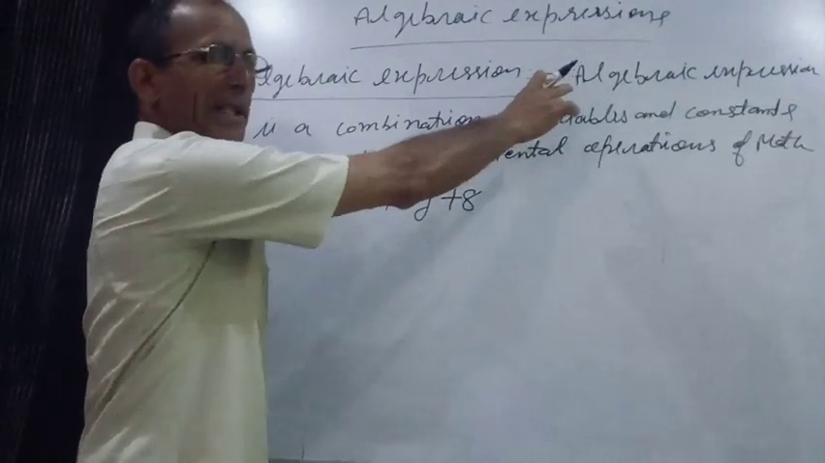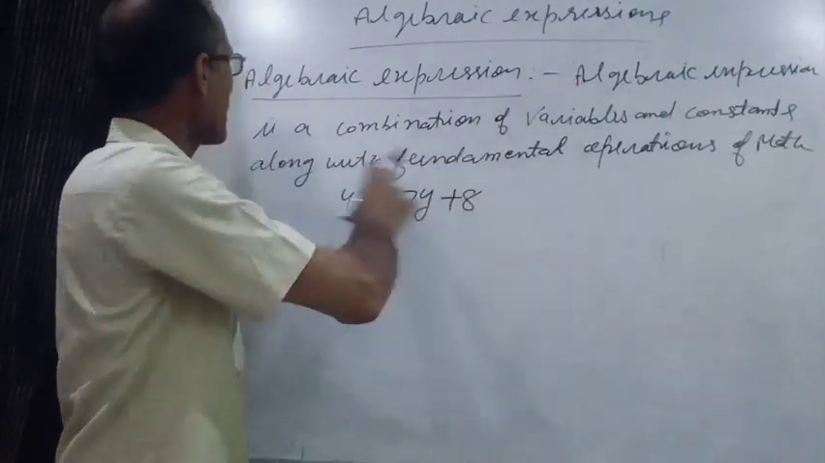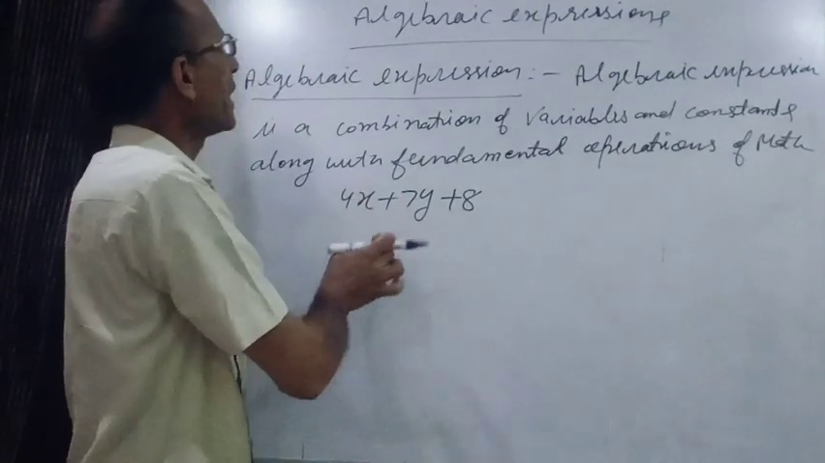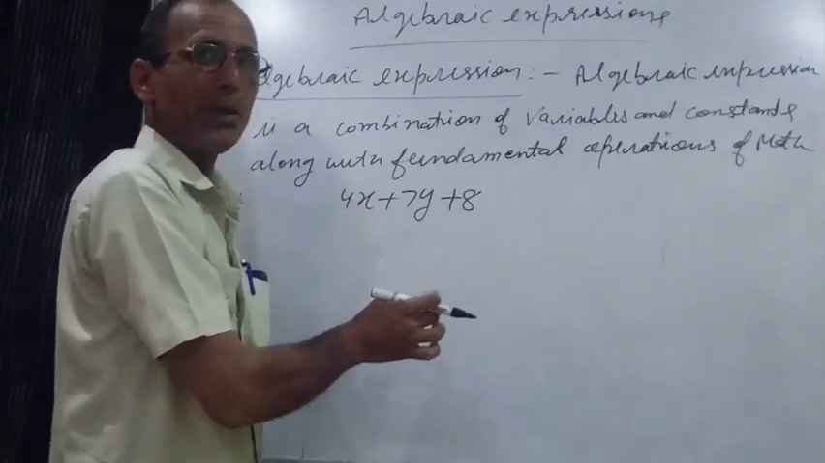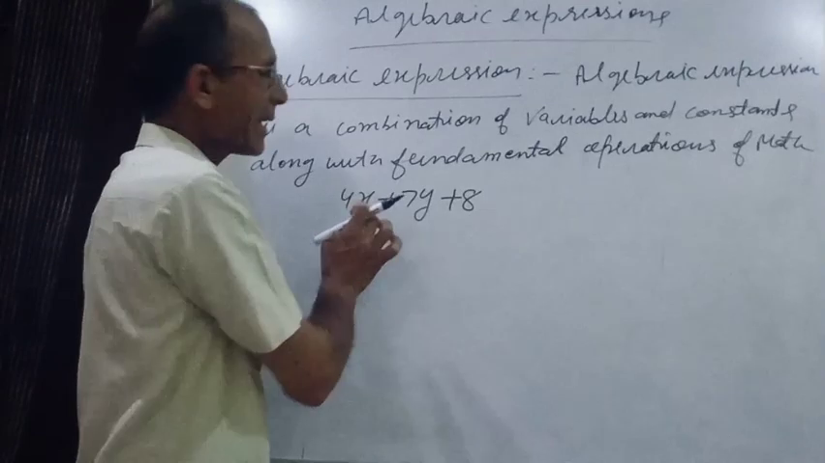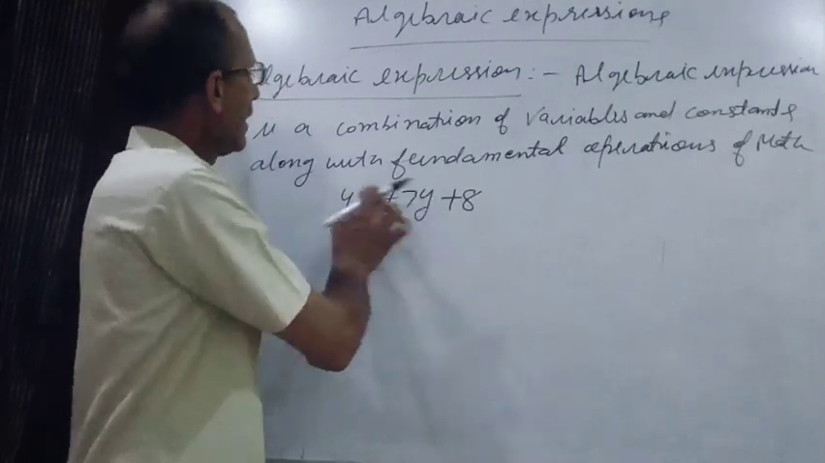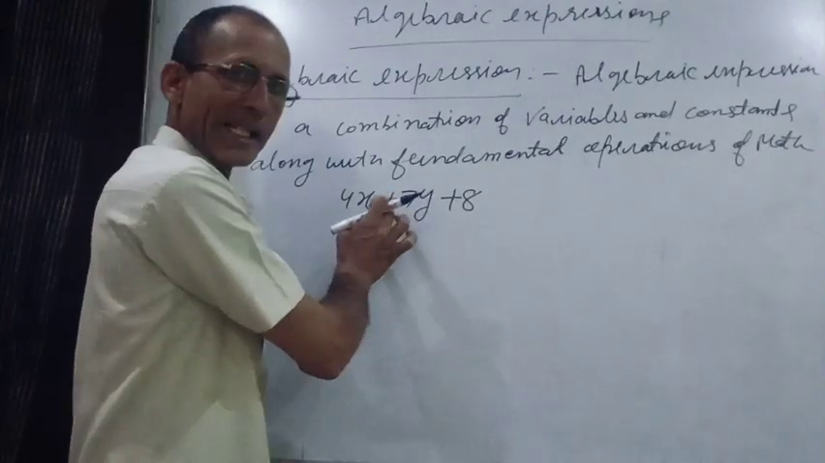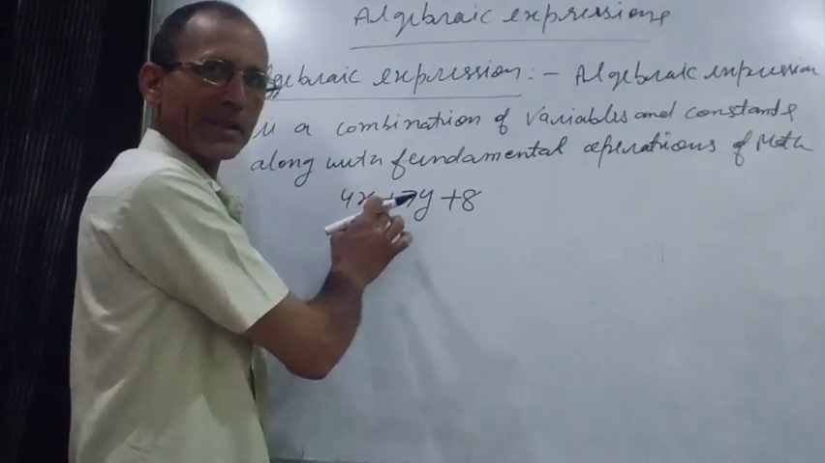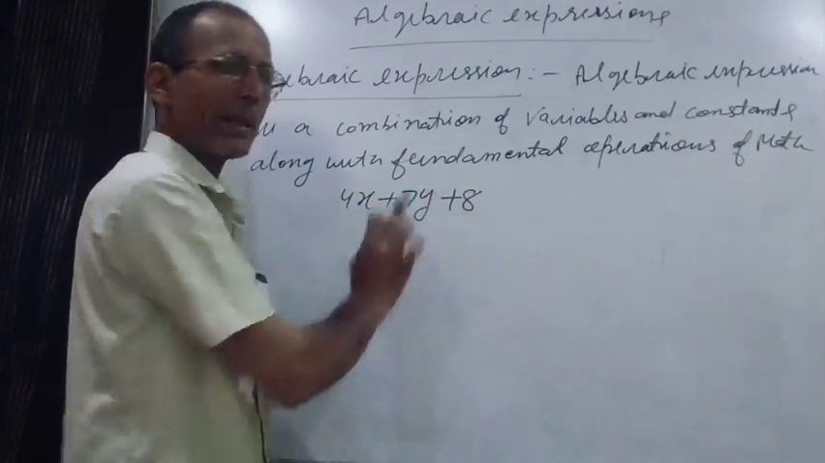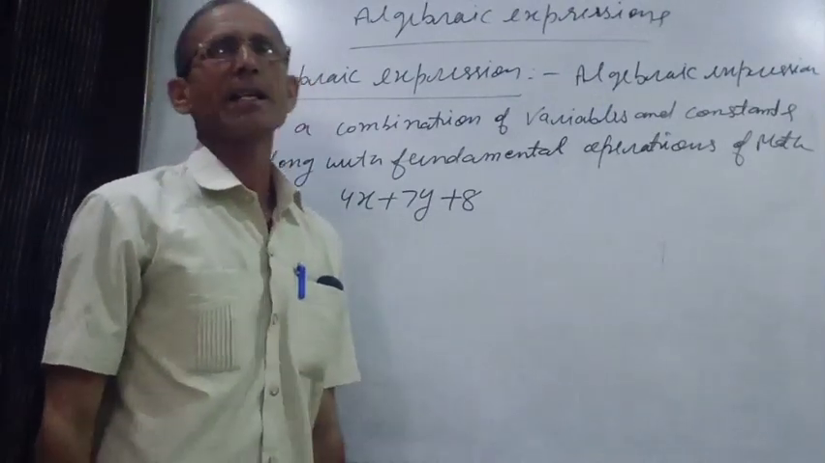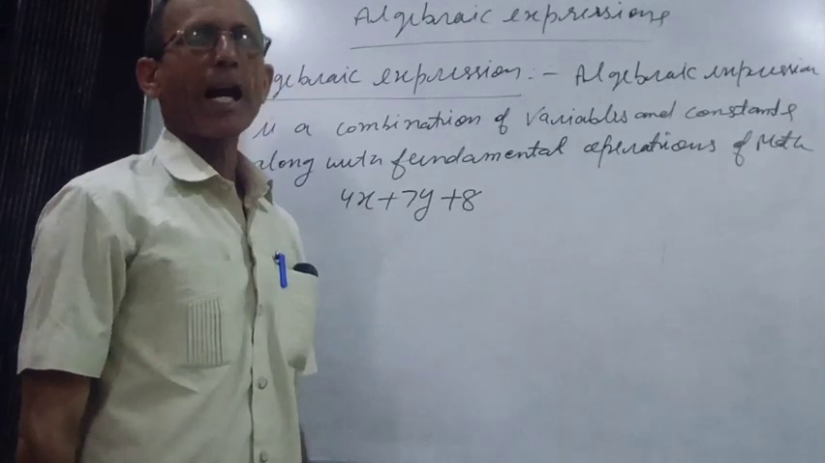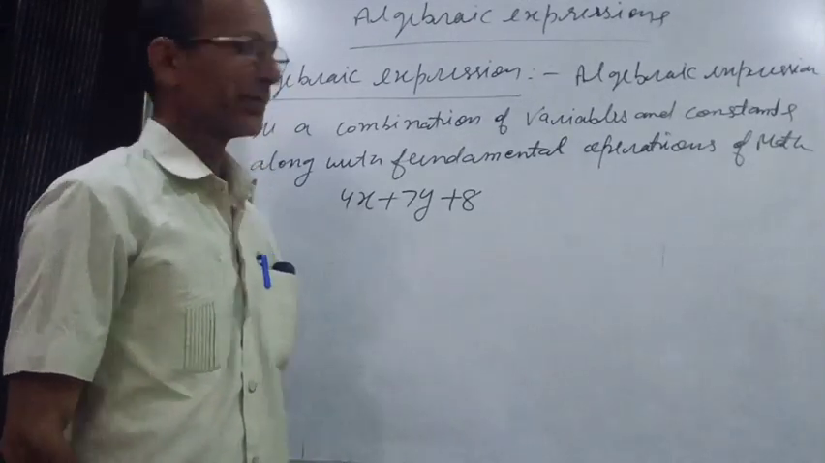So, see this definition again. Algebraic expression is a combination of variables and constants along with fundamental operations of math. So, 4x is the first term and 4 is the coefficient of x. Here is addition, it means plus, the fundamental operation I said. So 7y plus 8. So this is an algebraic expression. Understood? So now, types of algebraic expression.